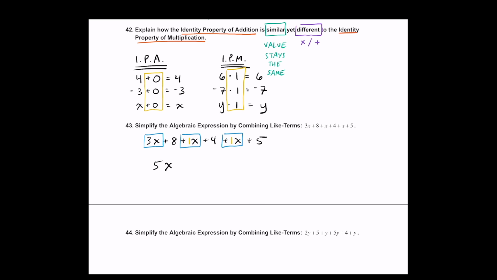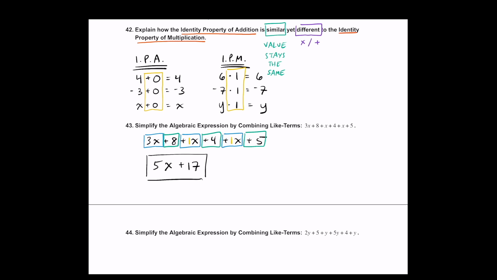In terms of the constant terms, we have plus 8, plus 4, and plus 5. These are constant. They don't change. 8 plus 4 is 12, and 12 plus 5 is going to be 17. So this would be the most simplified expression here. If I told you x was hypothetically 3, you would plug in 3 and do 3 times 5 plus 17. That would be much easier than plugging it into the original expression that we had. This is as far as we can go, the most simplified version of this expression.